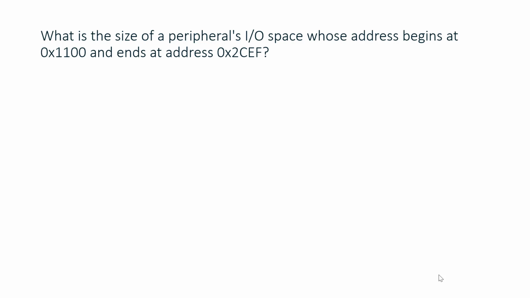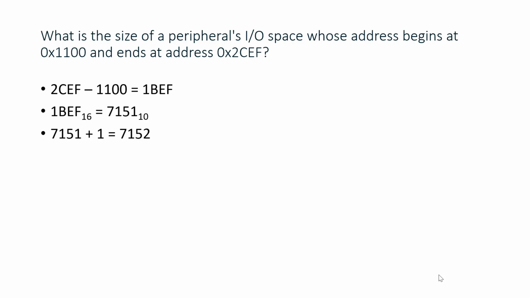Okay, so also we had quiz 1 that was due last week, and we have another quiz that's due this week on Friday. So I just want to go through that real quick. We had a question: what's the size of a peripheral's I/O space whose address begins at 1100 in hex and ends at address 2CEF in hex? For that, you just subtract and then add 1. When you subtract these in hex, you get 1BEF, and then you convert that to decimal and add 1, which gives 7,152 bytes.